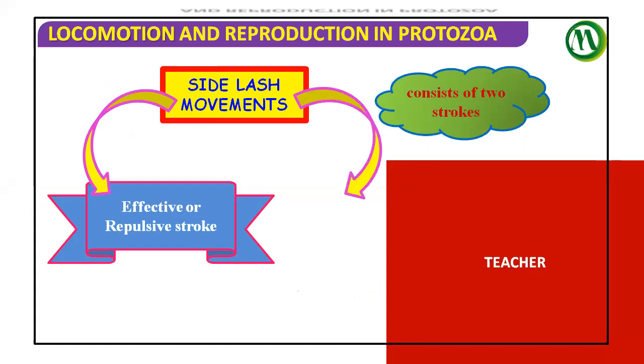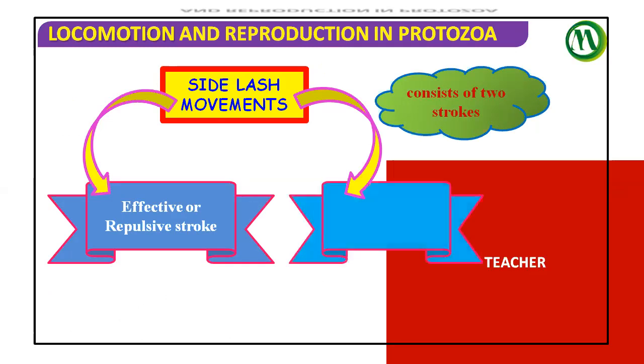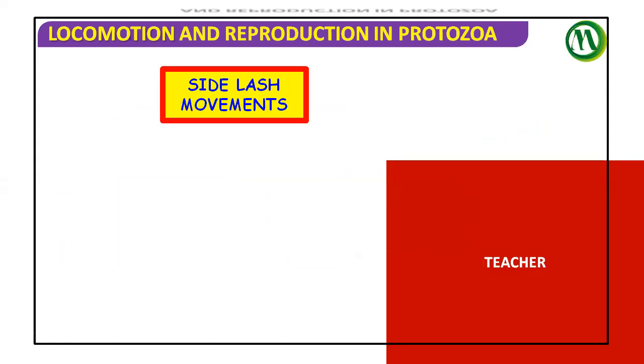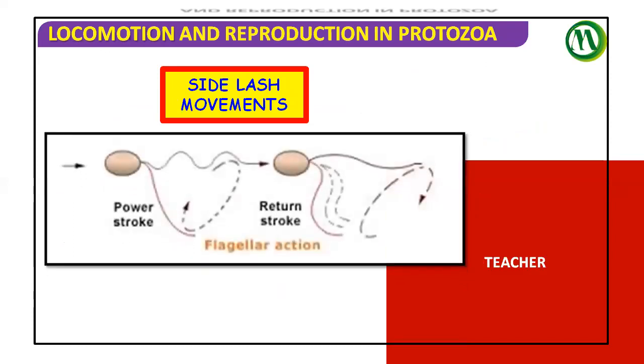In sidewise lash movements, there are two phases. One is the effective stroke, also called the propulsive stroke, and the next one is the recovery stroke. So let us see how it is. Either it is flagellum or cilium, both show this type of locomotion.